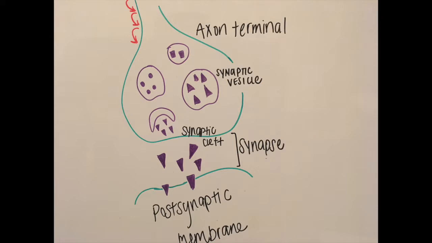Inhibitory neurotransmitters prevent the action potential from continuing, while excitatory neurotransmitters continue the reaction down the next neuron.